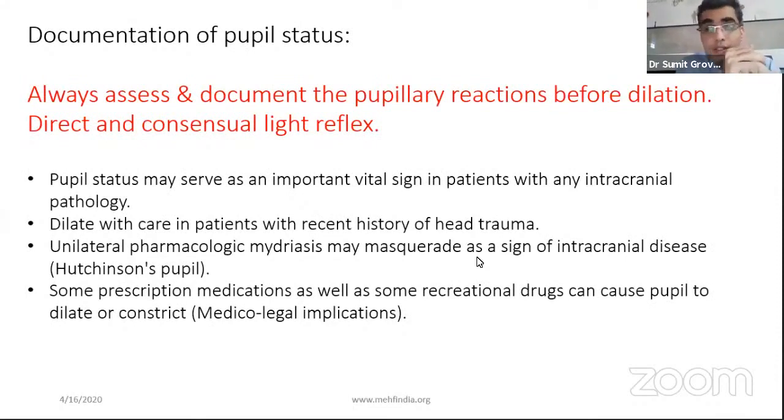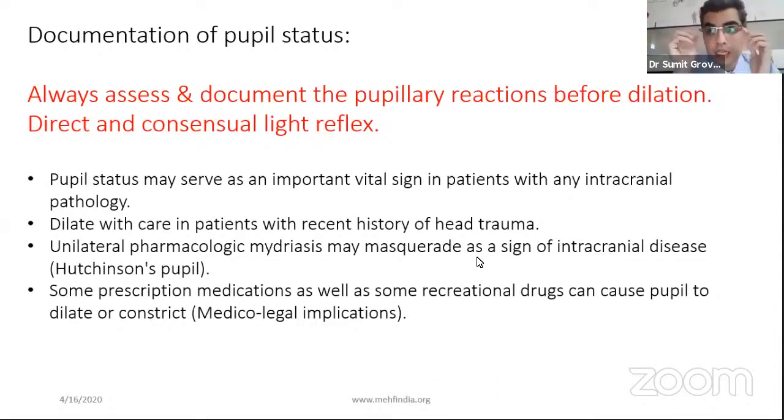Documentation of the pupillary status is very, very important. I think this is the most important take-home message, and I have marked it red. Always assess and document the pupillary reaction before dilating. Assess both direct and consensual light reflex. I hope everyone knows this.